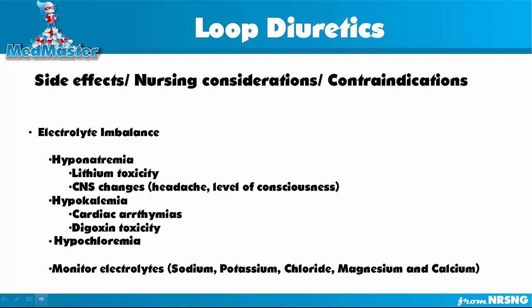Now, as we talked about in the mechanism of action, it affects many electrolyte reabsorptions in the kidney. So the first side effect is electrolyte imbalance, the first one being that it causes hyponatremia.